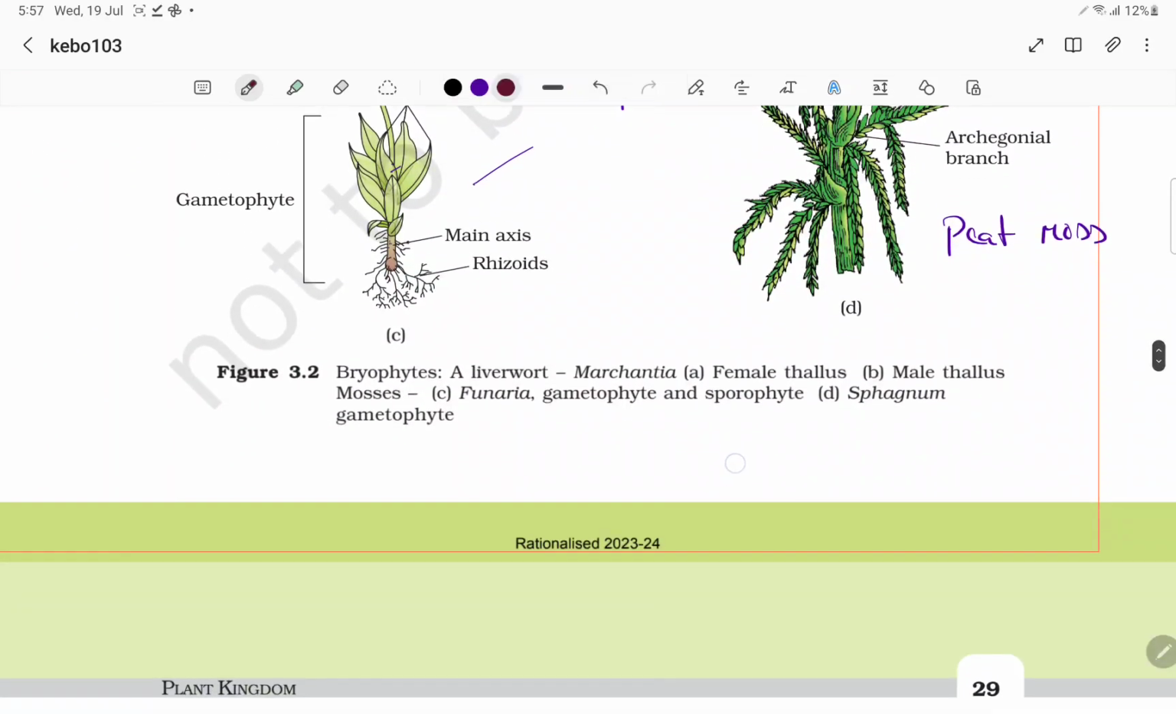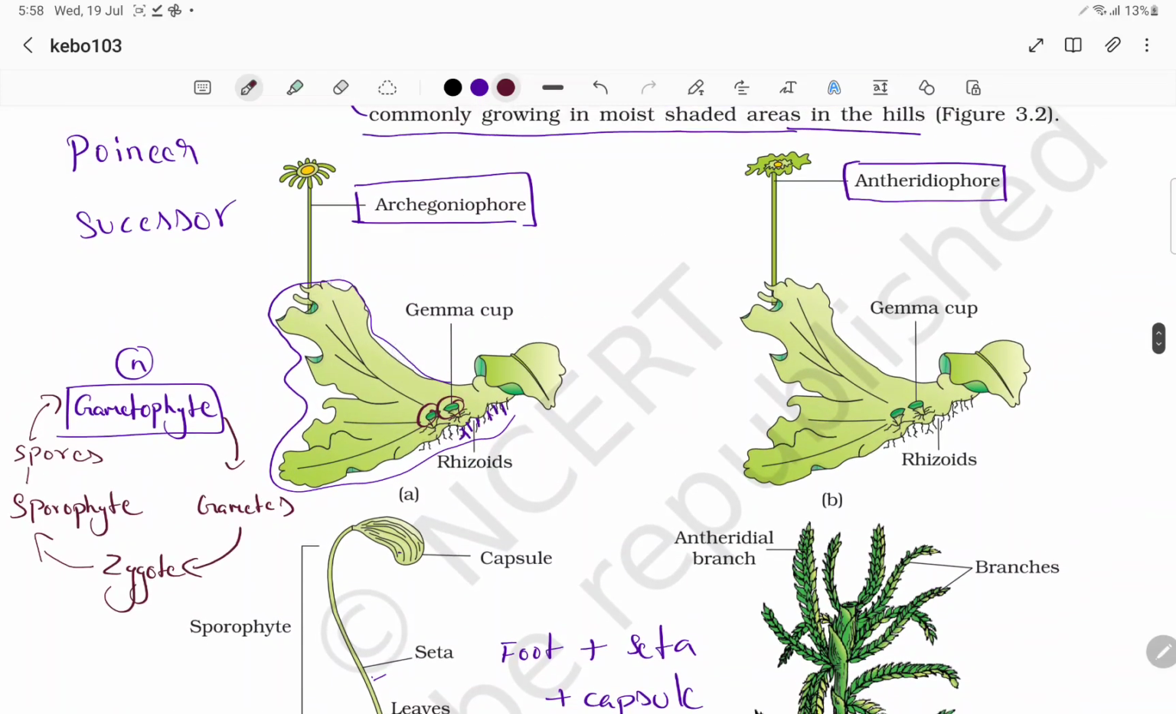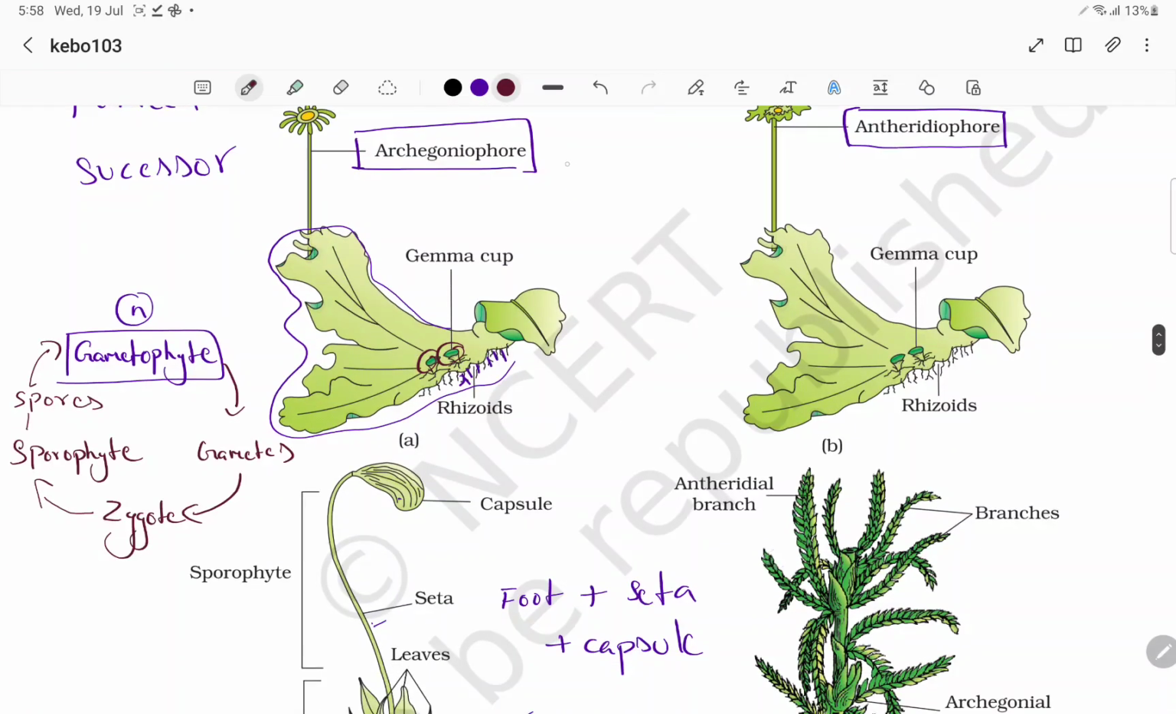So let's talk about some other things. Bryophytes. This is a liverwort. We already have seen the liverwort Marchantia, and this is gemma cups. Gemma cups are none other than the asexual or vegetative propagules, and these are the rhizoids. And this is the archegoniophore and antheridiophore. Archegoniophore is female and antheridiophore is male.